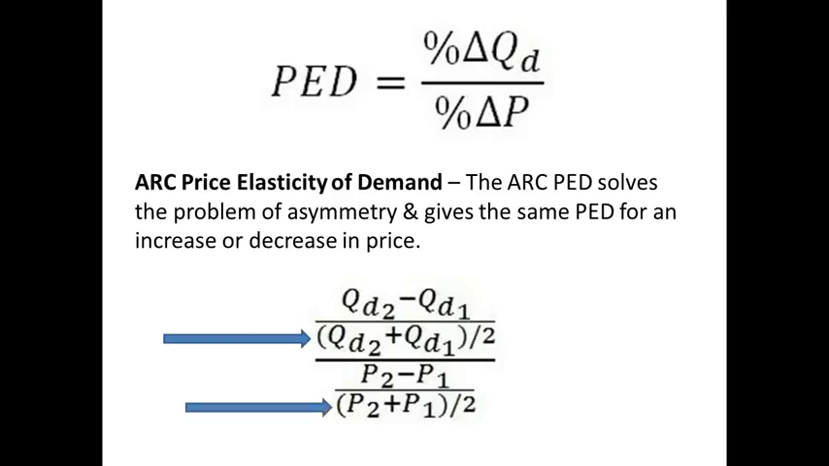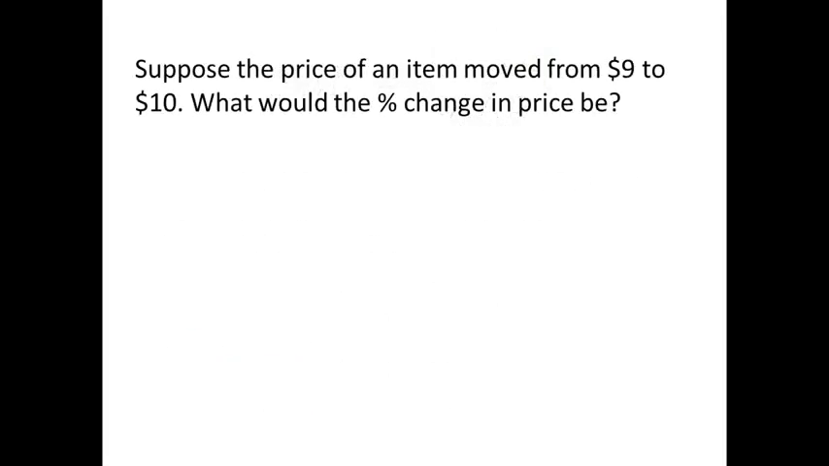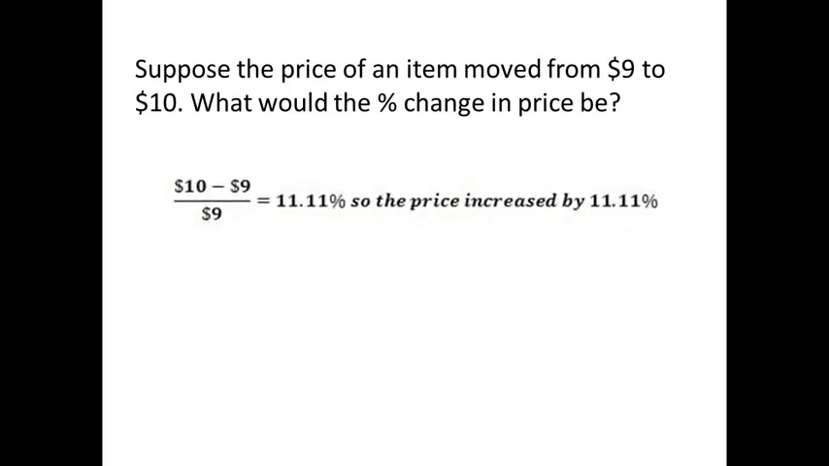The reason why we do this is because the percentage change is different when a value moves up than it is when a value moves down. For example, suppose the price of an item moved from $9 to $10. What would the percentage change in price be? The percentage change would be 11.11%. So this means the price increased by 11.11%.